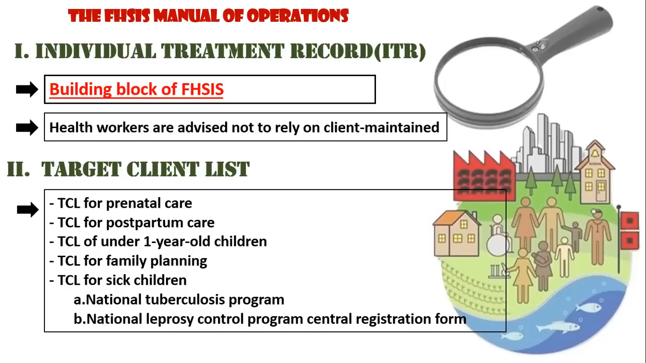Ito ang target client list for prenatal care, postpartum care, under 1-year-old children, family planning, natural tuberculosis program, and national leprosy program. So basta lahat ng DOH program, ito yan, target client list. And then pag individual treatment record, ibig sabihin individual. Name mo, age mo, date na nagpunta ka, ano ang treatment mo, anong history mo, anong complaint mo. So yan, individual treatment record.